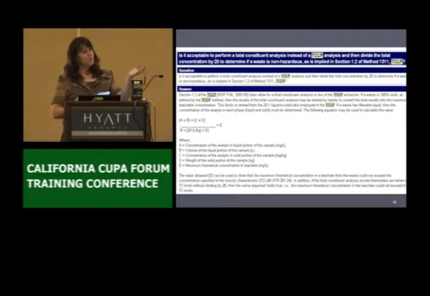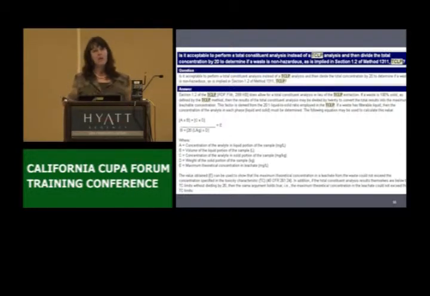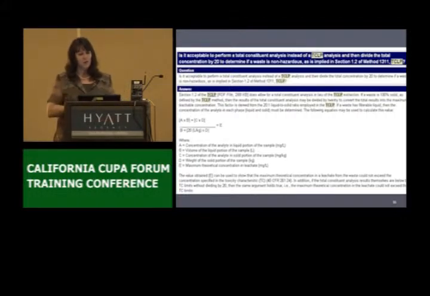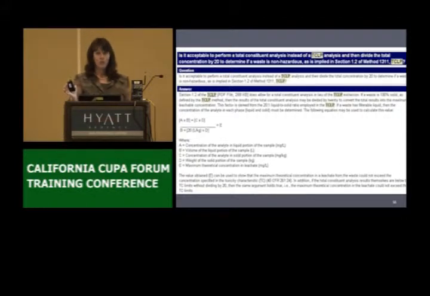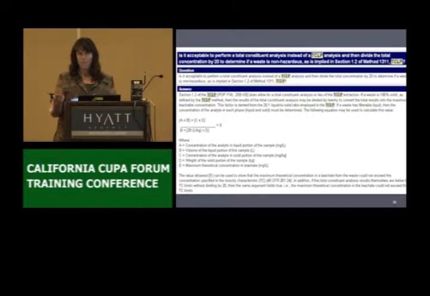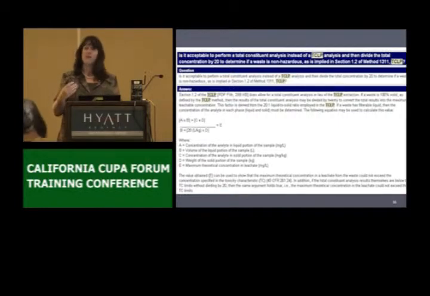This is right out of US EPA's FAQs, frequently asked questions. Is the 20-time rule acceptable? I know it's a lot of small writing there, but it definitely is. So what a facility could do, or even a CUPA inspector, you could take any totals result and divide it by 20 as a rule of thumb to decide if you should run the TCLP.